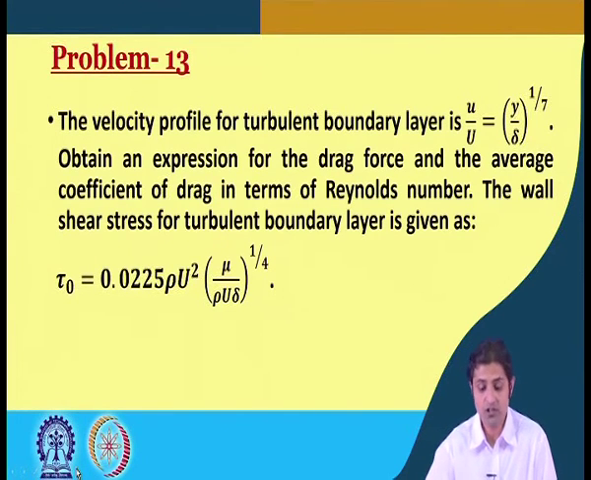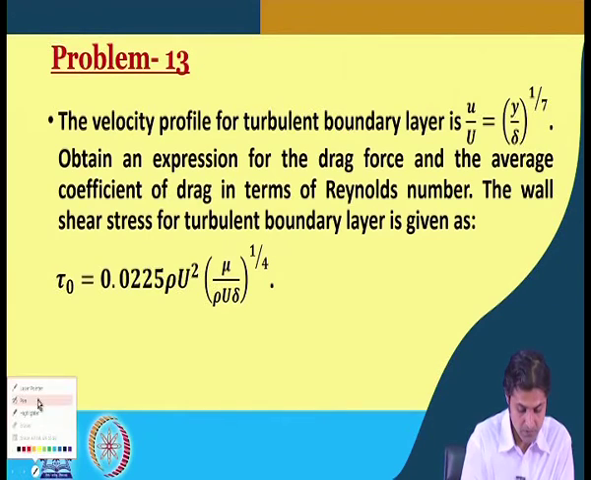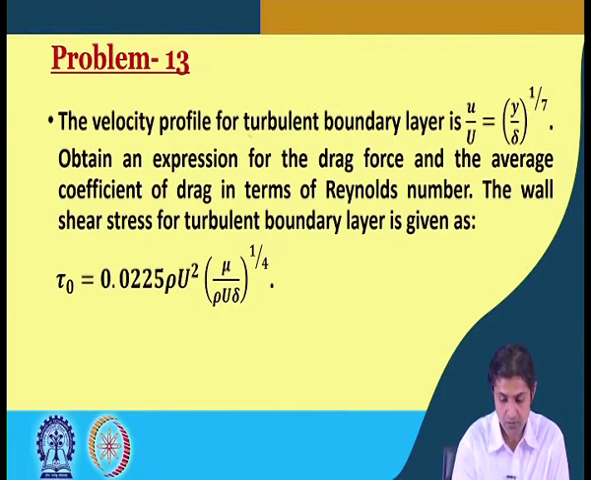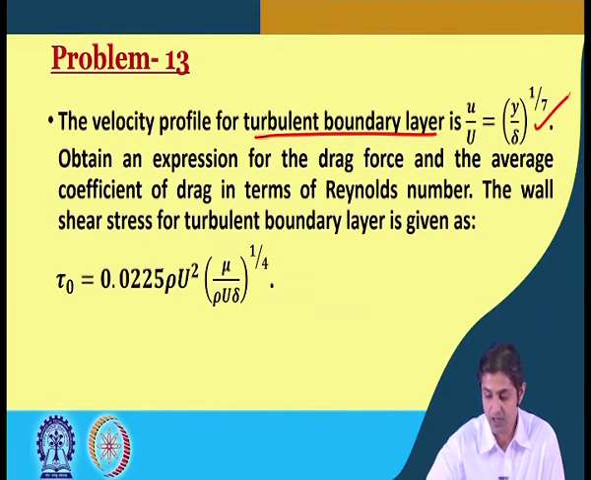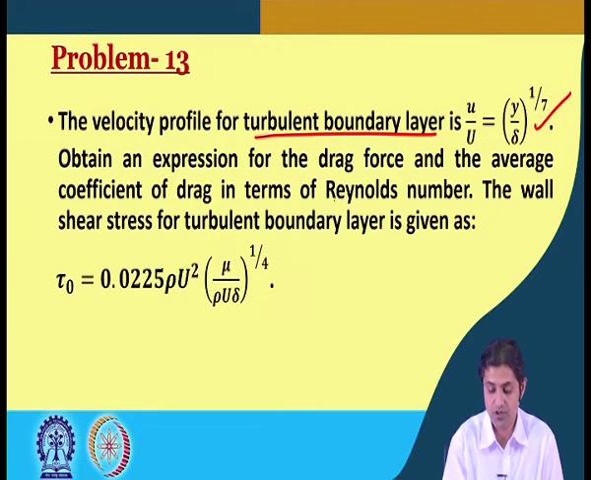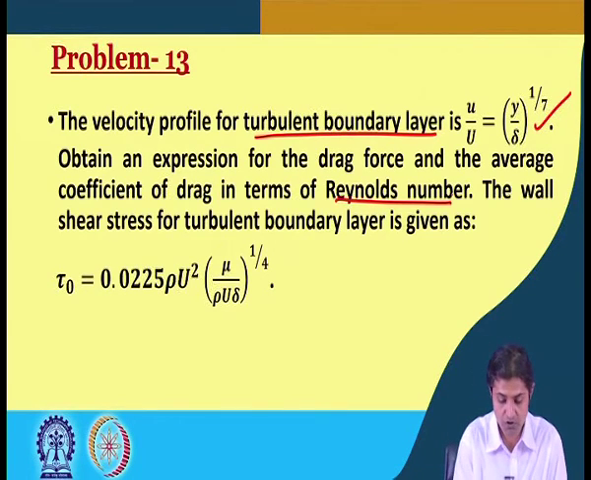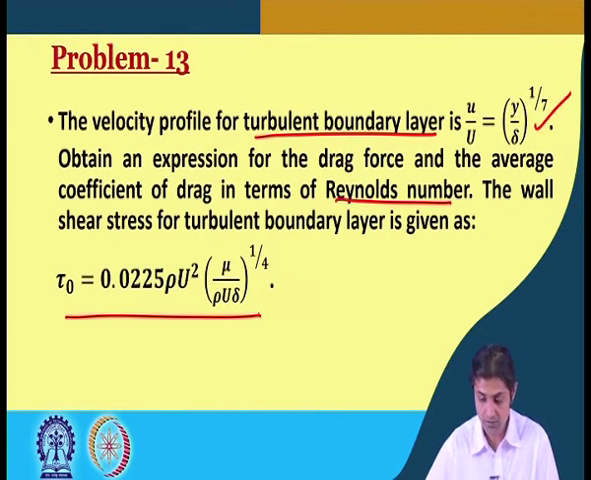It says that the velocity profile for turbulent boundary layer is given by the 1/7th power law. Obtain an expression for drag force and the average coefficient of drag in terms of Reynolds number. Actually, we have already seen those equations without going into too much detail, but here we can derive it. The wall shear stress for turbulent boundary layer is given as, so tau naught is given, okay.